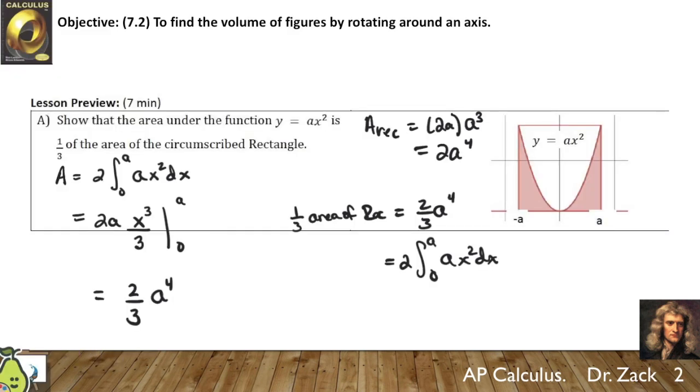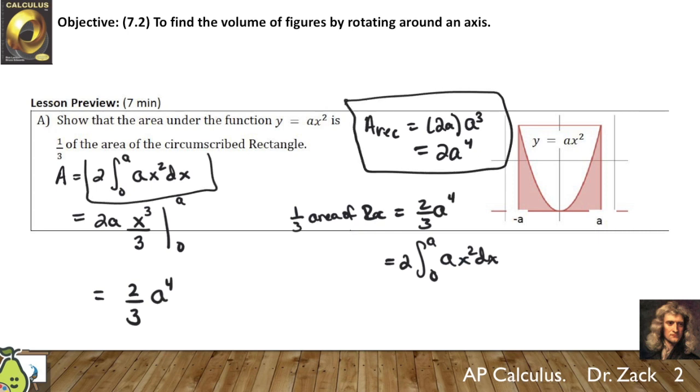So, as long as you have determined that the area of your rectangle was 2a to the fourth, then we're able to integrate your function, and notice that they are equivalent. Notice that 1/3 of the area of the rectangle is equivalent to the area of your shady region.